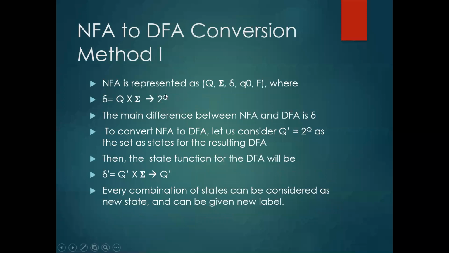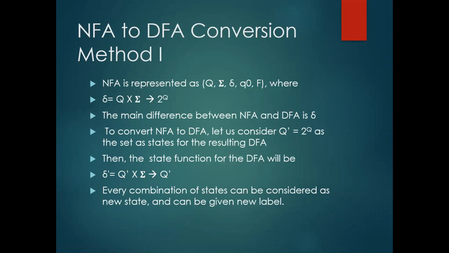Okay, so you know that NFA is represented with the help of these five tuples, and the main difference between NFA and DFA is in the state transition function. In the case of DFA, you have Q, whereas in the case of NFA, it is a power set of Q. This is the main difference which you have to remember.